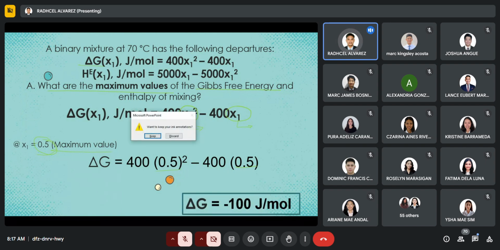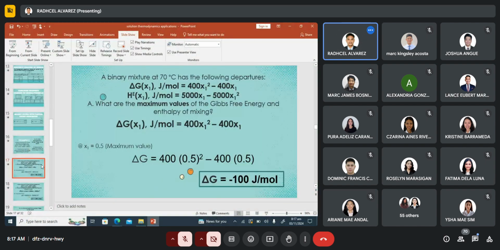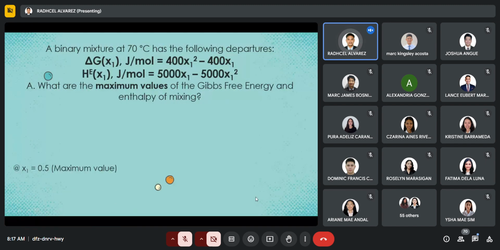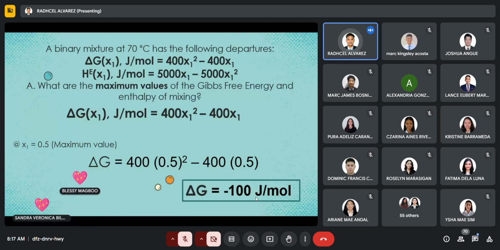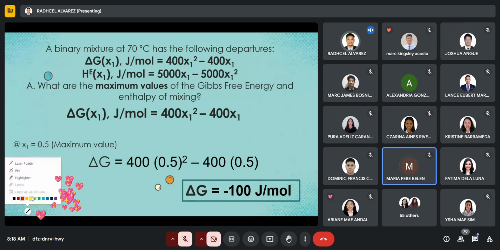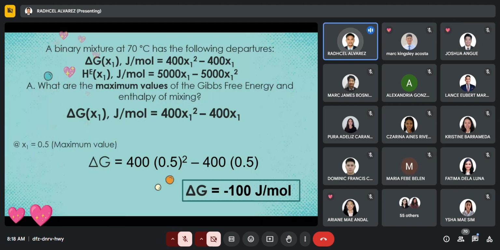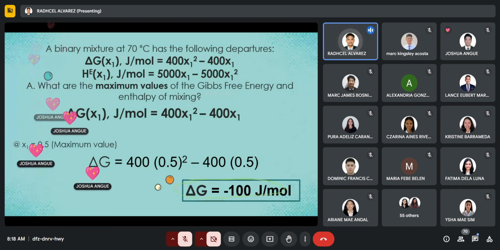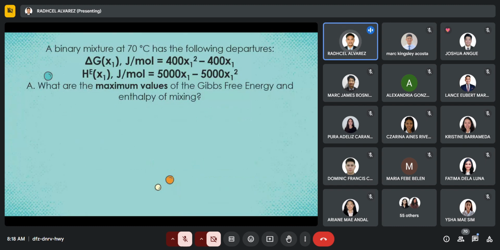Titingnan ko kung nagsasolve. Ayan, lumabas na. O sige, susunod na lang. Ay, mali. Okay, so nakuha niyo ba itong negative 100 joule per mole? Yes po. Okay, very good. So this is our answer for the maximum value of your delta G. Okay? So kayo naman na mag-solve nito.